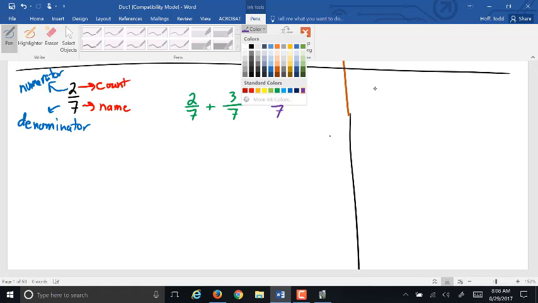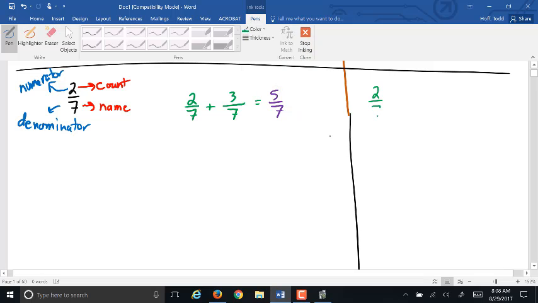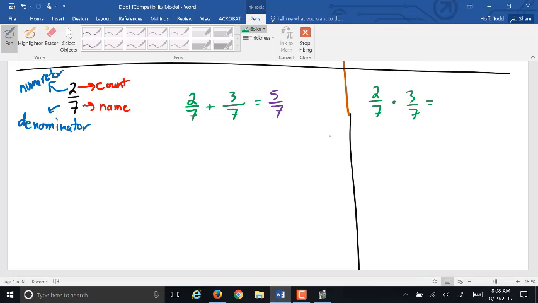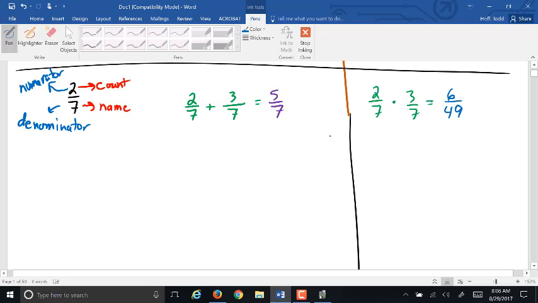When we multiply, 2/7 times 3/7. Well, how are we taught to multiply fractions? Multiply straight through. 2 times 3 is 6, and 7 times 7 is 49. Multiply the numerators, multiply the denominators. Again, not a special process for fractions. Anytime we multiply numbers, we combine the counts, and then we also combine the names.